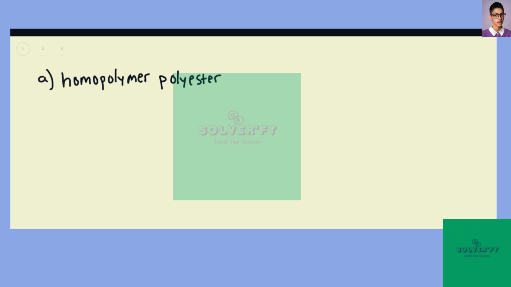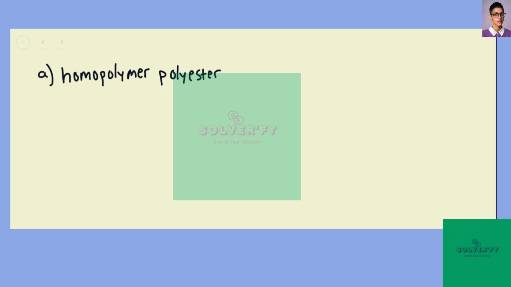So 11A is asking us what types of structures we need to form a homopolymer polyester. Now, a homopolymer refers to a polymer that has the same type of monomer. So we're looking for something that is structurally uniform.